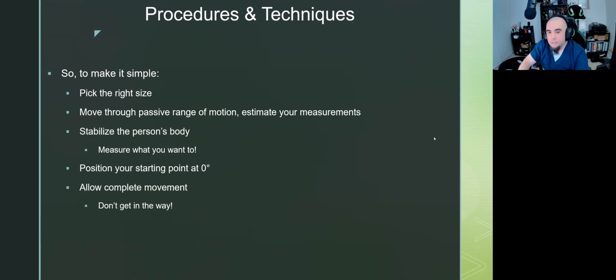So to make it simple, pick the right size, move through passive, estimate your measurements, stabilize, measure only what you want to, start at 0, and allow for complete movement. And don't get in your patient's way, especially if you're doing abduction, right? Because we're going to do abduction in supine. If you're standing over here to the side, when they do abduction, you're going to get in the way.